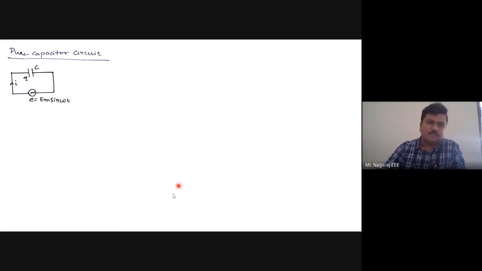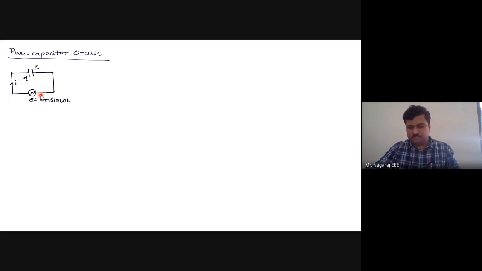One more component is pure capacitance. The analysis will go in the same way as pure inductance. So pure capacitance: a capacitor connected in series with the source, only one source, one capacitor. So this is a very simple capacitive circuit.